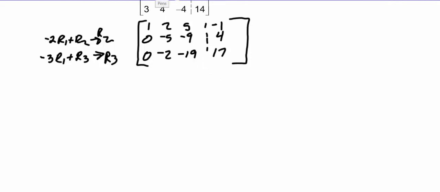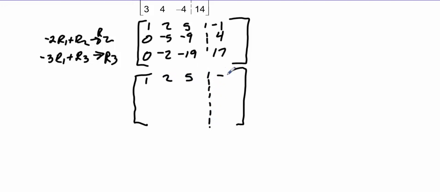So next, I'm just going to get my ones here, and I'm going to make this guy a positive 1 and this guy a negative 1. So I'll rewrite my first row again. I get 1, 2, 5, and a negative 1. I'm going to multiply negative 1/5 times row 2 and replace row 2. And positive 1/2 times row 3, replace row 3.